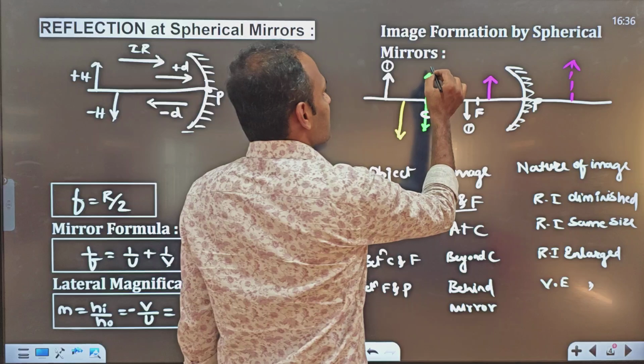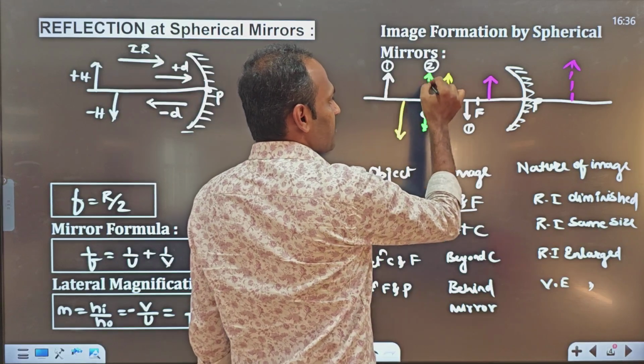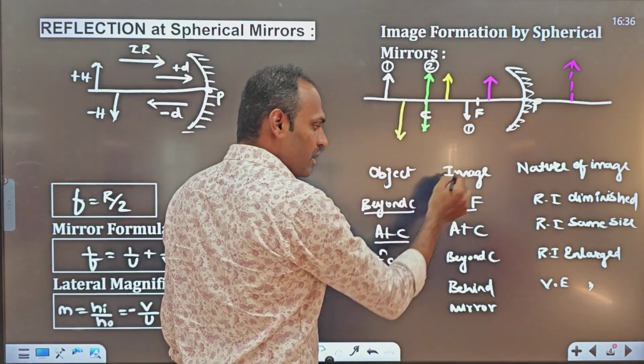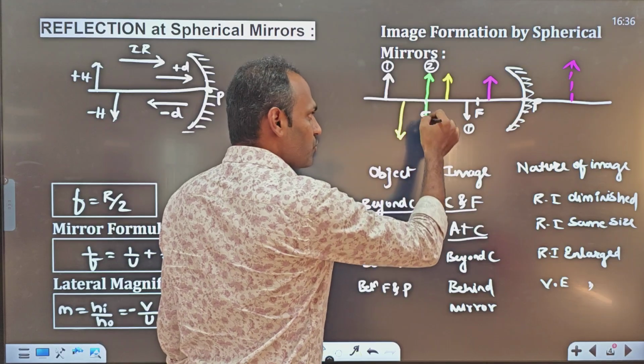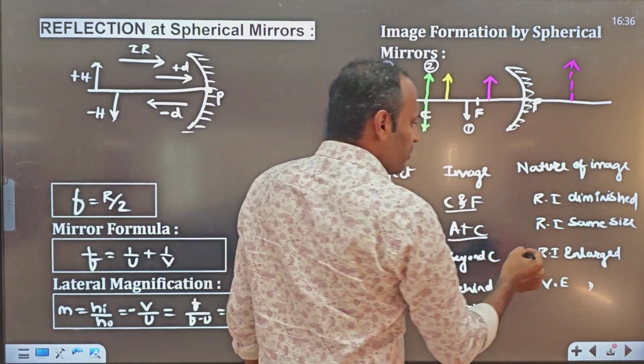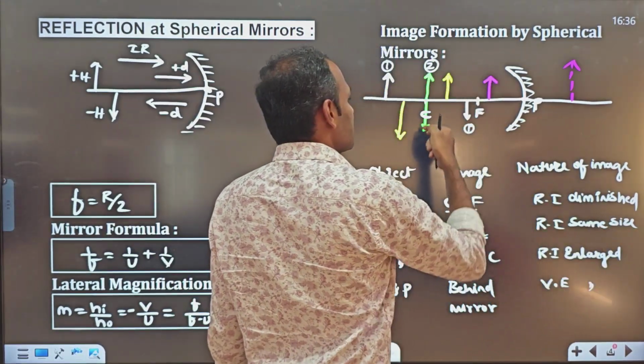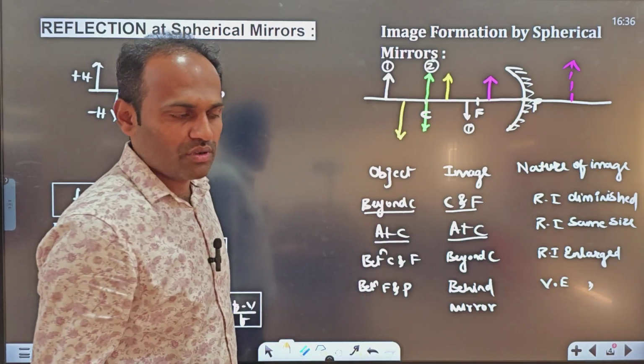If the object is placed at C, then the image will also get formed at C only. It will be real, inverted and of same size. The object and the image are of the same size.